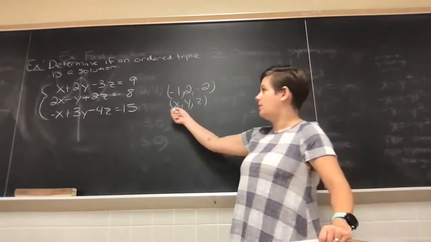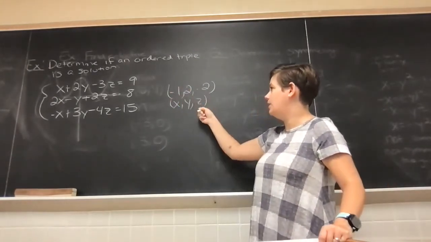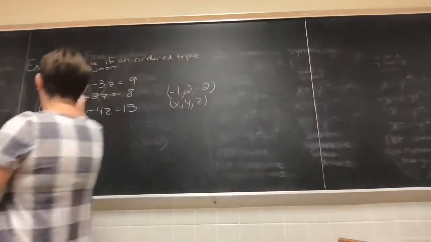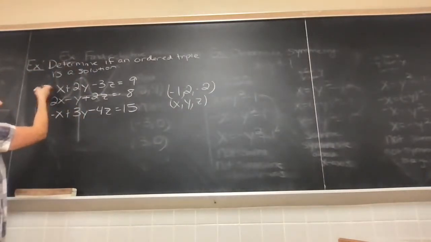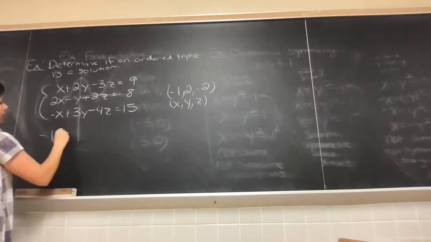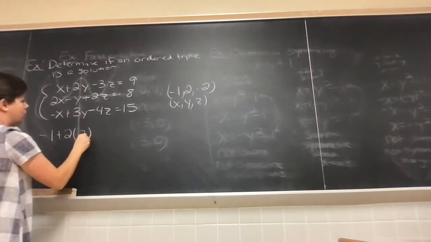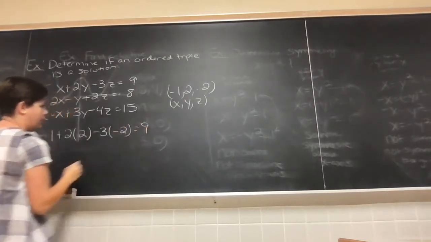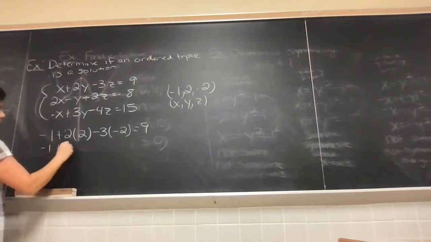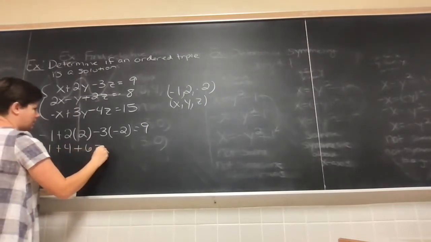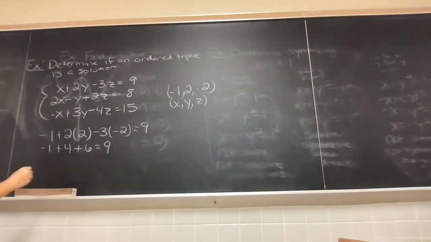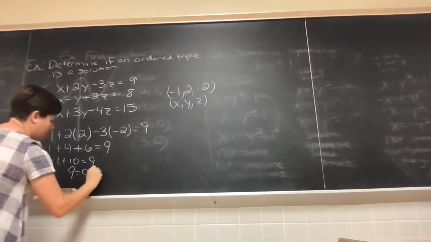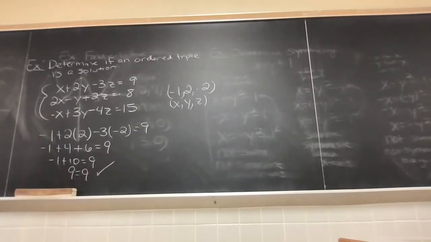And instead of an x, y coordinate, you have an x, y, z coordinate. So anywhere there's an x, I'll plug in a -1. Anywhere there's a y, I'll plug in 2. And anywhere there's a z, I'll plug in a -2. I'm going to do that for every single equation. So I'm just going to look at this top equation. And it says x, so that's -1, plus 2 times my y value, which is 2, minus 3 times my z value, which is -2, equals 9. It's -1 plus 4 plus 6 equals 9. -1 plus 10 equals 9. I get 9 equals 9, so that's good. So it works on the first equation.